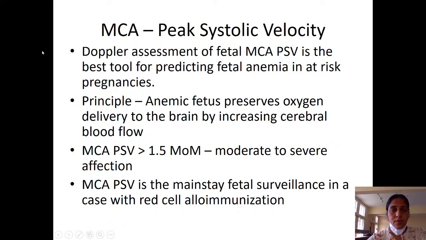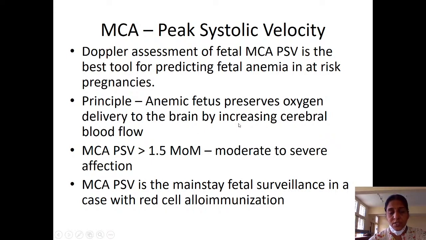And also we can do middle cerebral artery peak systolic velocity. It is the best tool for predicting fetal anemia in pregnancies at risk. What is the principle here? An anemic fetus preserves oxygen delivery to the brain by increasing the cerebral blood flow. So the baby tries to increase the blood flow to the brain to supply oxygen.